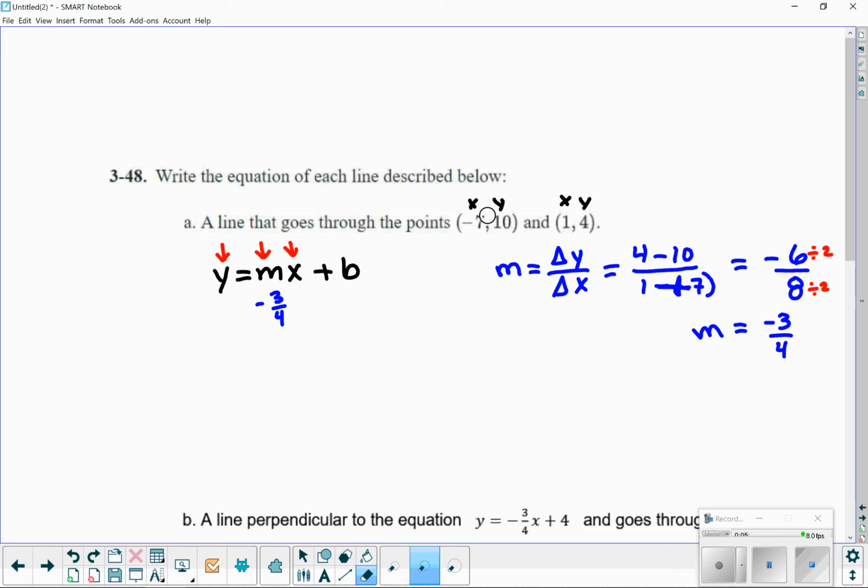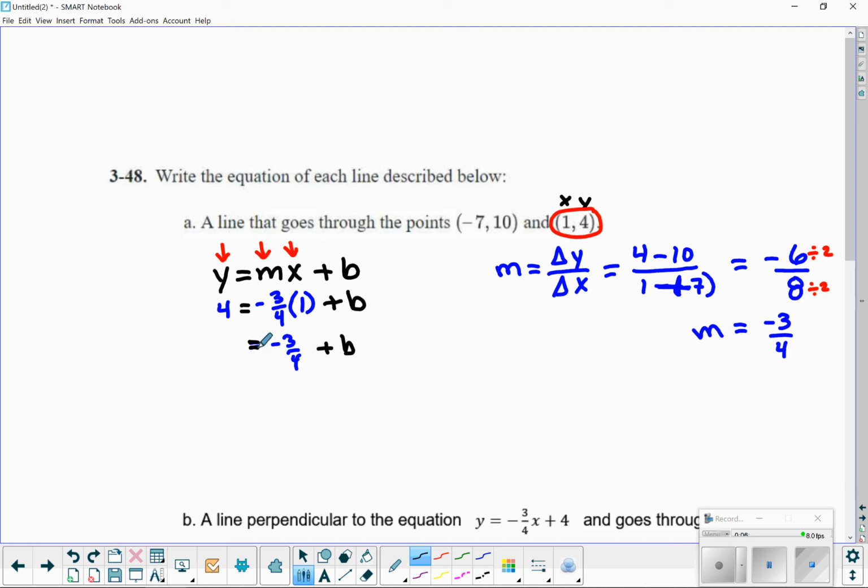Okay. Now you're going to decide which one are you going to use. And I'm going to decide that I'm going to use the 1 and 4 because there's no negatives and it looks easier. So I'm going to put 1 for x and 4 for y. And you're going to go ahead and try to solve for b. Okay. So you're going to work out negative 3/4 times 1 is also going to be negative 3/4. Copy the rest down.